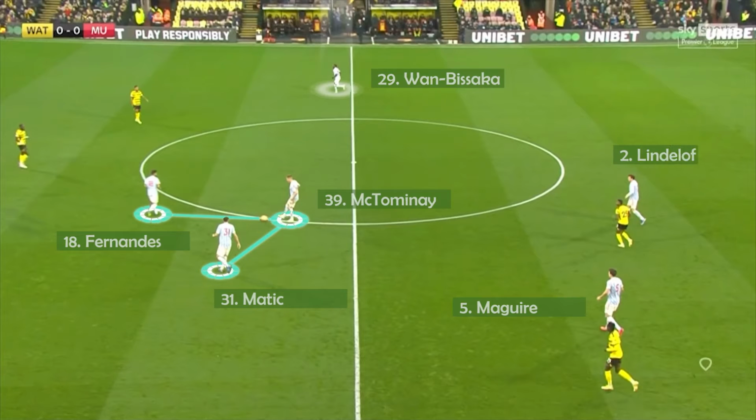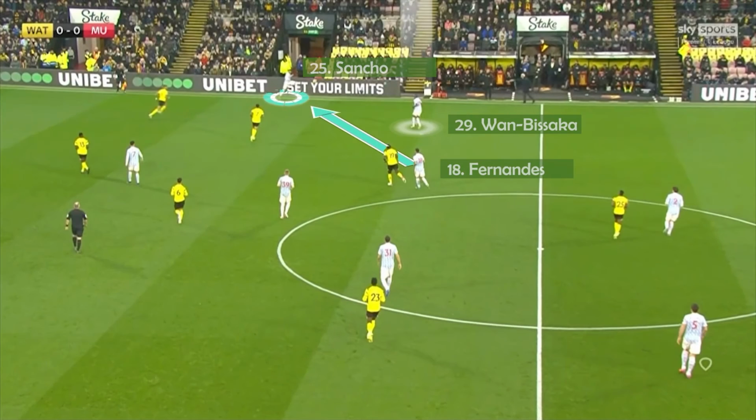And what's happened in this sequence of play in this match is that Watford have gone long, Manchester United have retrieved the ball, and they are very quickly moving the ball up the field. And you can see a huge amount of space on the field, in particular a big gap between Watford's forward players and their midfield players. What happens is that Fernandes switches the ball out to Sancho.